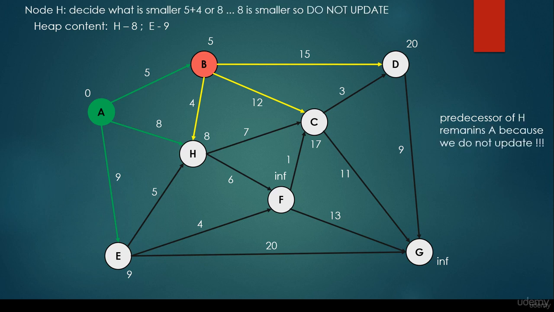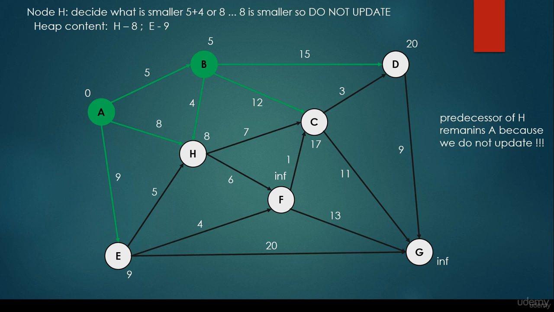Okay, then what about the H? We have to decide whether 5 plus 9 is smaller than 8. It's not smaller, so we do not modify the minimum distance for H, nor do we modify the predecessor. Because in this situation we know that the shortest path from A to H is to go directly from A to H. We don't have to visit B first and then go from B to H because it would take more cost. And of course we are looking for the shortest path. Okay, so we consider B done. We don't have to bother with it anymore.